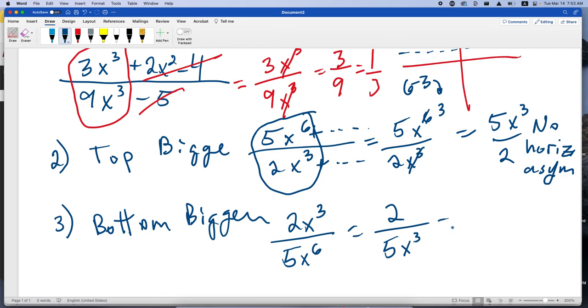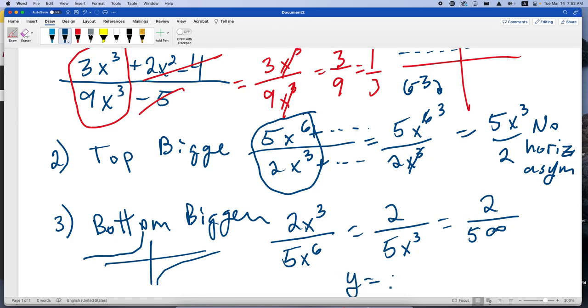Okay, and so what happens as x gets really big, this is going to behave like 2 over, basically x to the 3rd goes to infinity, 5 times infinity, a really big number. So what happens when we divide by a big number? The opposite of what happens when we divide by 0. Remember, division by 0 goes to infinity. So division by infinity actually goes to 0. So this is going to have a horizontal asymptote, and again, you'll see this on a graph. It goes to 0 somehow. So this will have a horizontal asymptote at y equals 0.